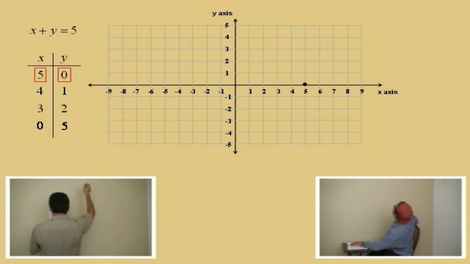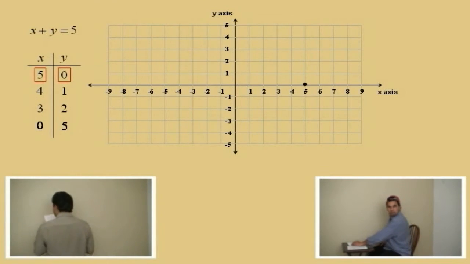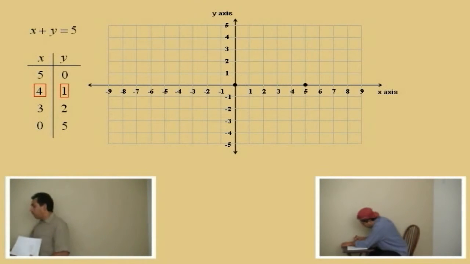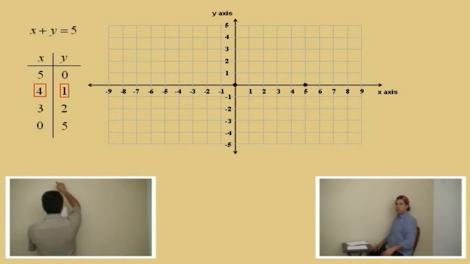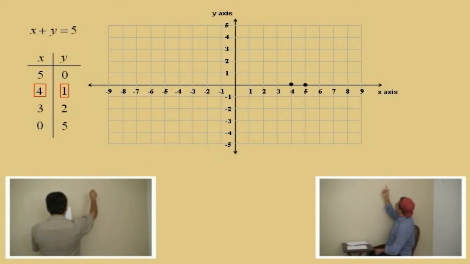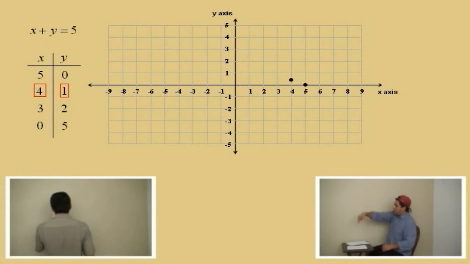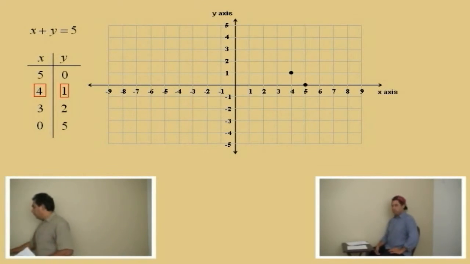And there it is, okay? Now we don't have to move. So let's go to our next point here. (4, 1). Now remember with this, we have to go right 4, okay, then we have to go up 1. There we go. Okay, there's our point there.